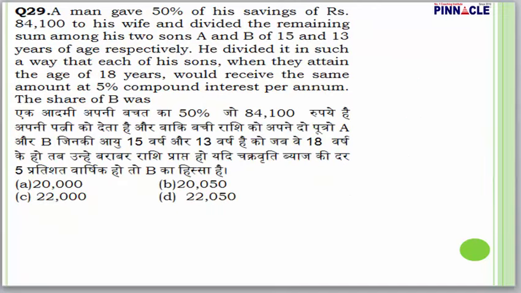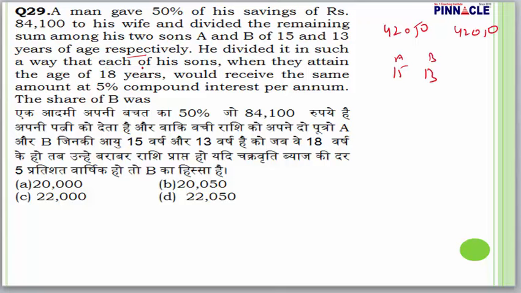Question number 29. A man gave 50% of his savings of rupees 84,100 to his wife. 50% of 84,100 would be equal to 42,050 to his wife, and divided the remaining, which would also be the same, among his sons A and B, of 15 years and 13 years of age respectively.